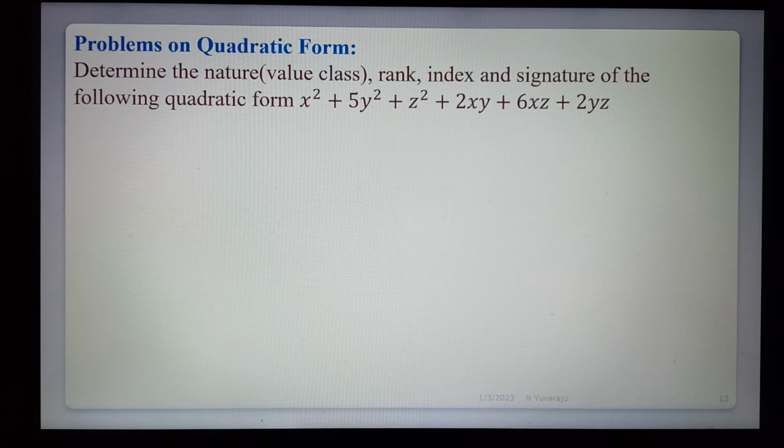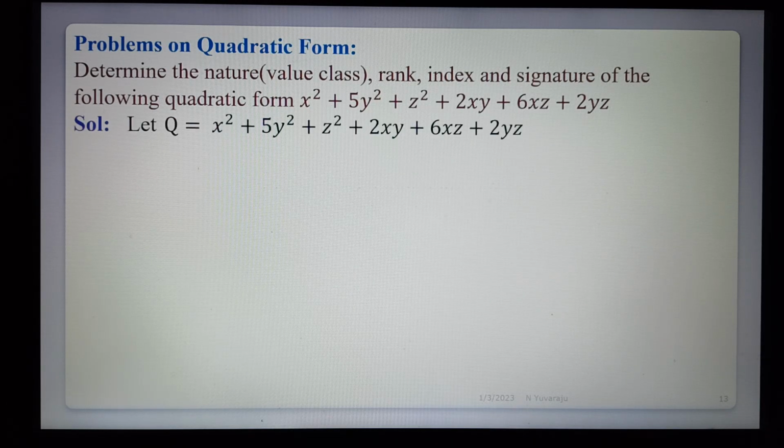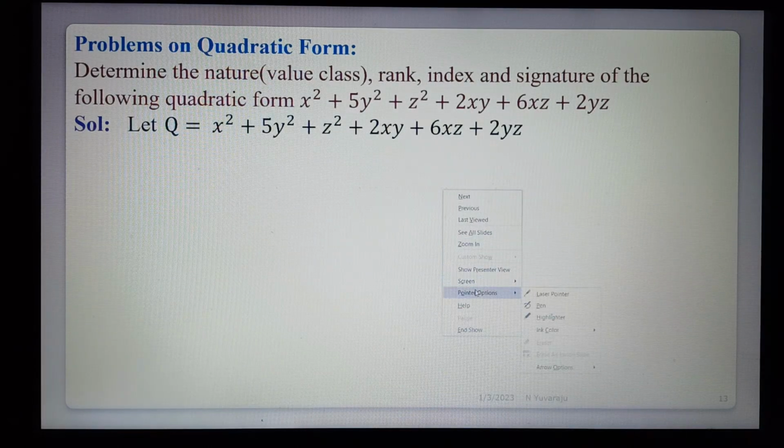Determine the nature, rank, index and signature of the following quadratic form, that is x square plus y square plus z square plus 2xy plus 6xz plus 2yz. That is the given quadratic form. Let the given quadratic form Q be equal to x square plus 5y square plus z square plus 2xy plus 6xz plus 2yz. First of all, write the matrix form.